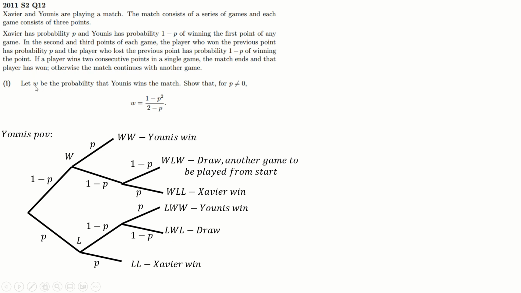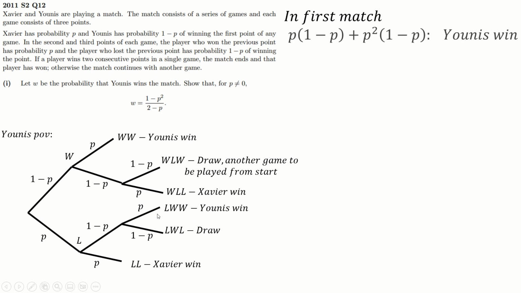All good to go. Let W be the probability Eunice wins and show that W is this thing as long as p isn't 0. So, okay, what we'll do is, if we're looking at this picture here, his chance of winning is obviously p times 1 minus p plus, where's the other branch? This one here, plus p times 1 minus p times p. So that'll make that. Except, that's not the only way Eunice could win, because they could also draw the first game via one of these routes, play the game again, and then Eunice could win that one. Or they could draw twice and start again, and then Eunice could win, or 3 times, and so on.